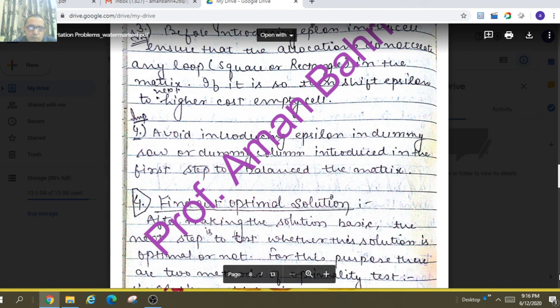In the upcoming videos, I will discuss in detail how to find the initial feasible solution by the three methods, whether it is the northwest corner method, least cost entry method, or Vogel's approximation method, and how to find the optimality with the modified distribution method and stepping stone method.